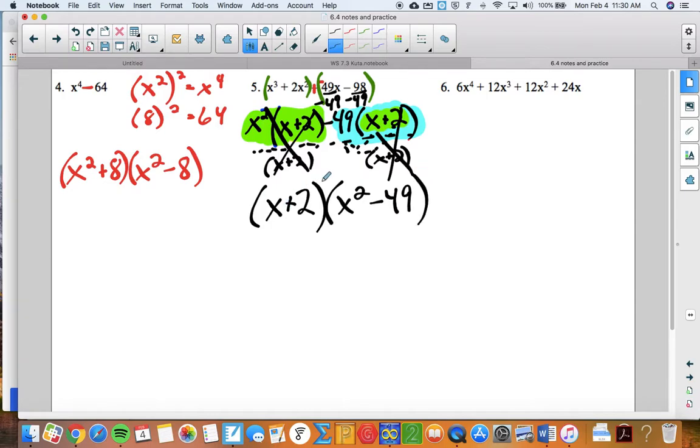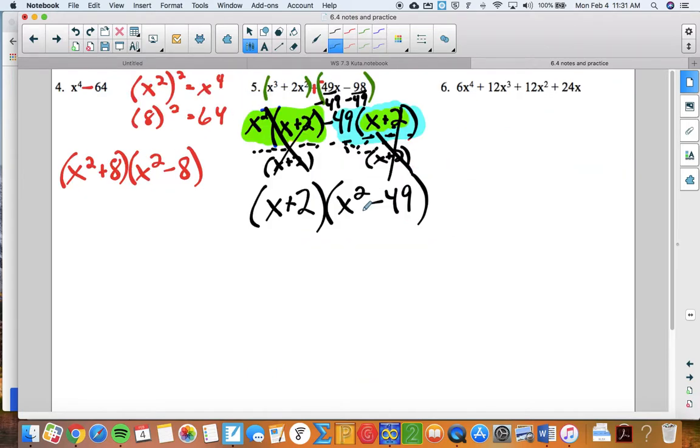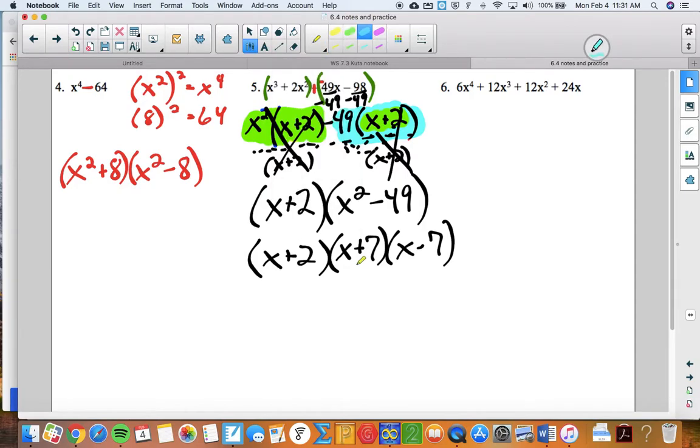So that's a good answer, except, remember, up here, once we did a GCF, we wanted to try to factor what's left in the parentheses a little bit further. And you can do that here because this is a difference of squares. The square root of x squared is x, the square root of 49 is 7. So this is actually equivalent to x plus 7 times x minus 7. And then I drop down the x plus 2. This is the best answer right here. And again, this came from factoring that difference of squares.